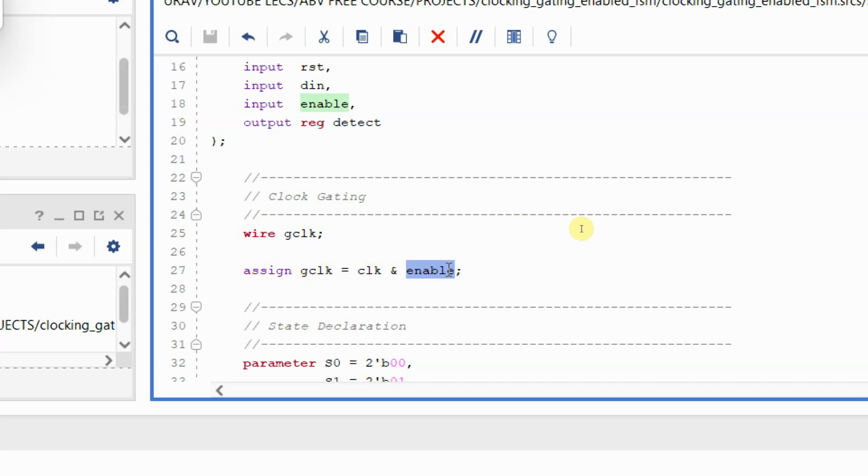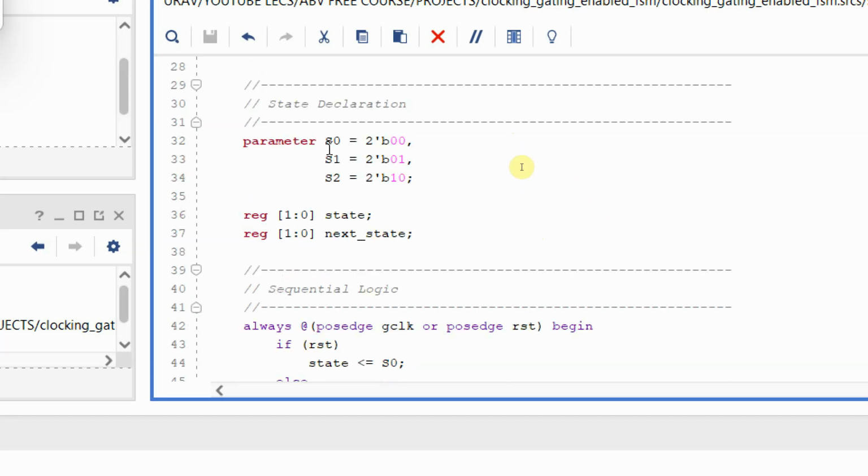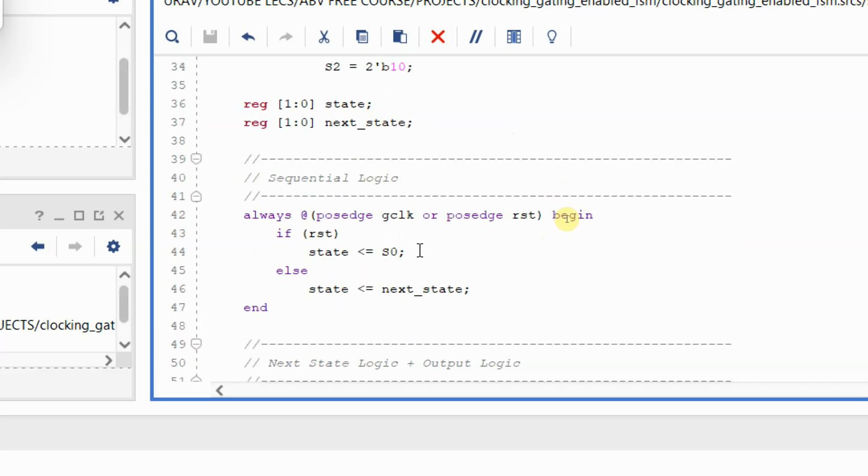If enable is equal to 1, then only the clock is given to the G clock. And if this enable is equal to 0, this G clock will be equal to 0. And this enable will be given from the test bench. And I've declared the parameters S0, S1, S2. These are the three states, and state and next_state. So this is my present state logic.